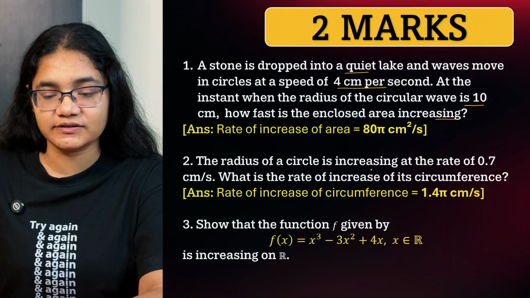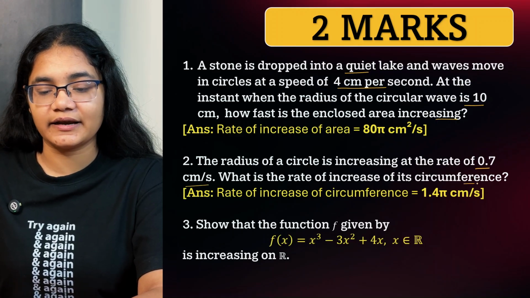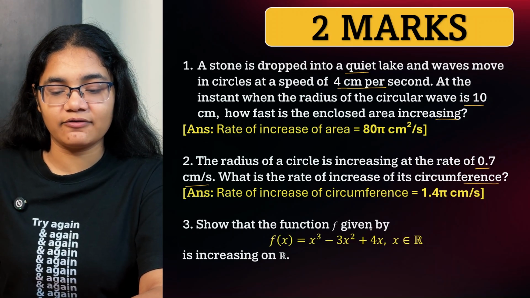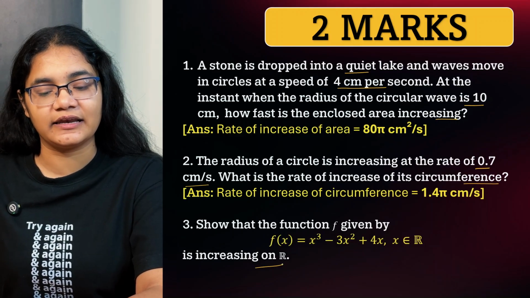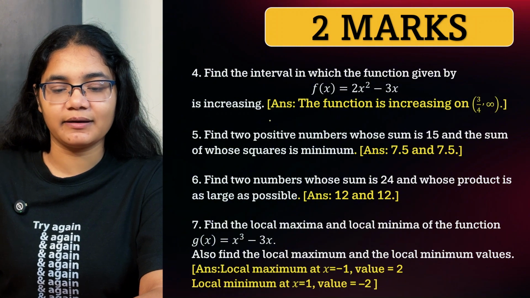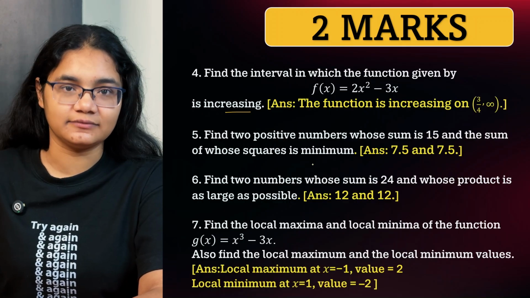Next, the radius of a circle is increasing at the rate of 0.7 centimeter per second. What is the rate of increase in its circumference? Next, show that the function f given by f(x) = x cube minus 3x square plus 4x is increasing on R. Next, find the interval in which the function given by this is increasing. Find two positive numbers whose sum is 15 and the sum of whose squares is minimum.